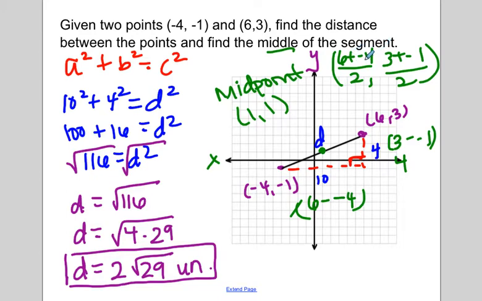6 plus -4 is 2. 2 divided by 2 is 1. -3 plus -1 is -2. 2 divided by 2 gives me 1, which is exactly what we had here.